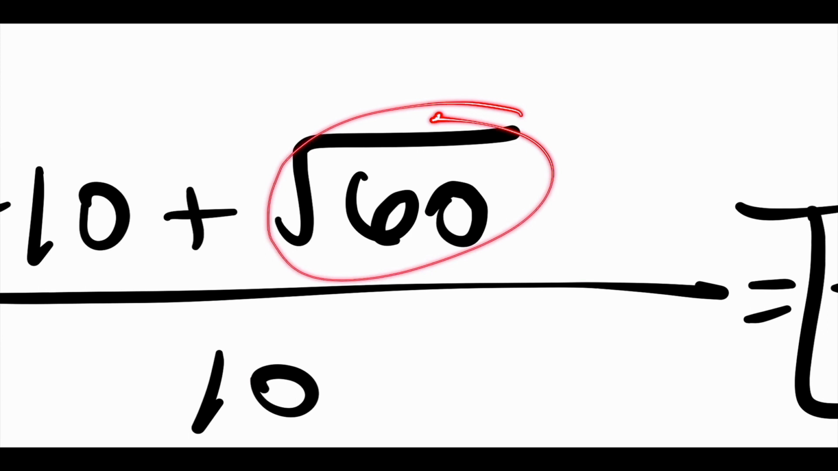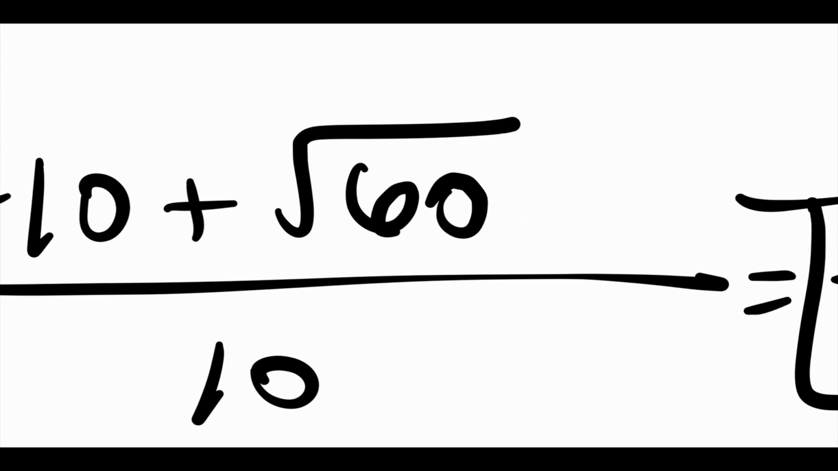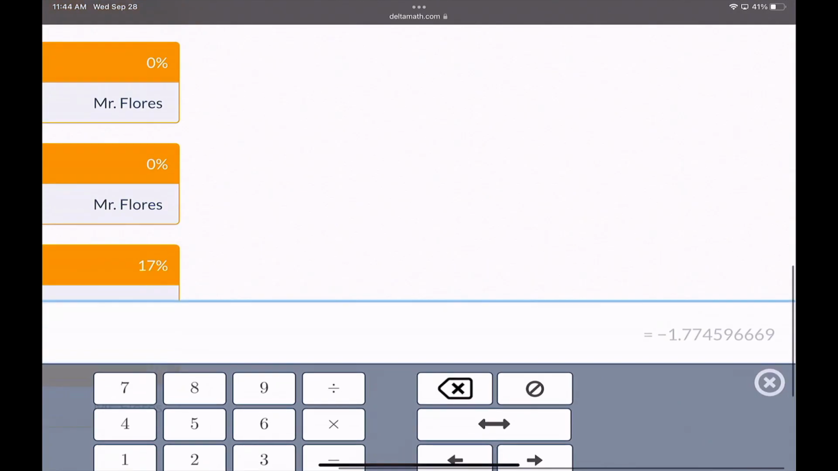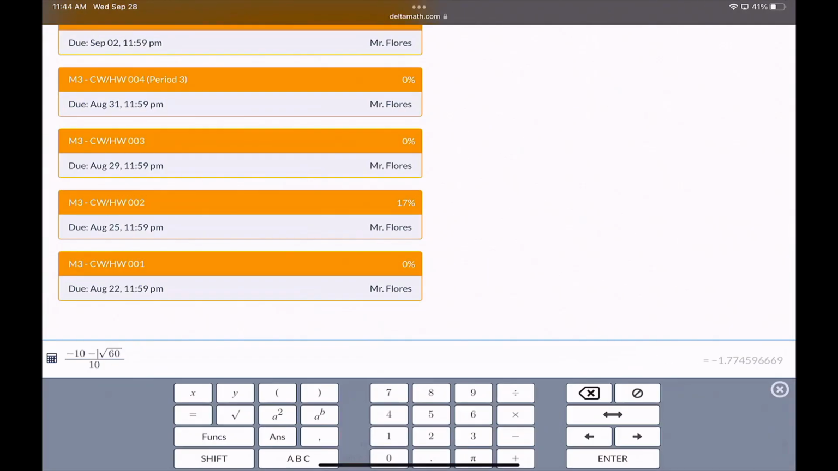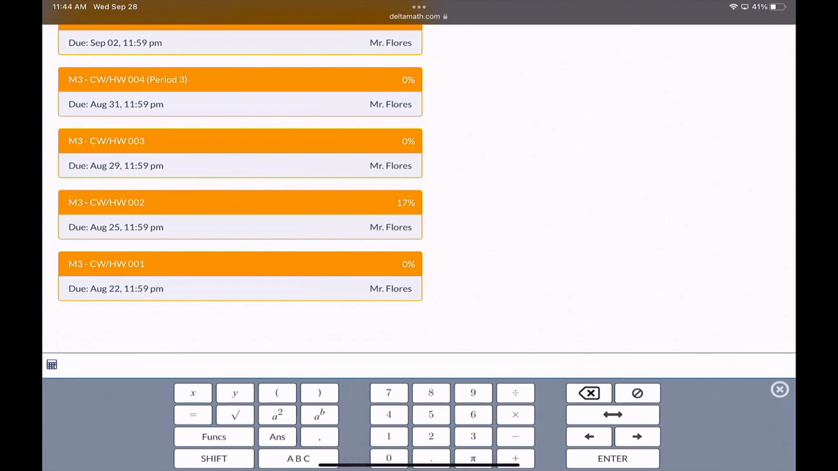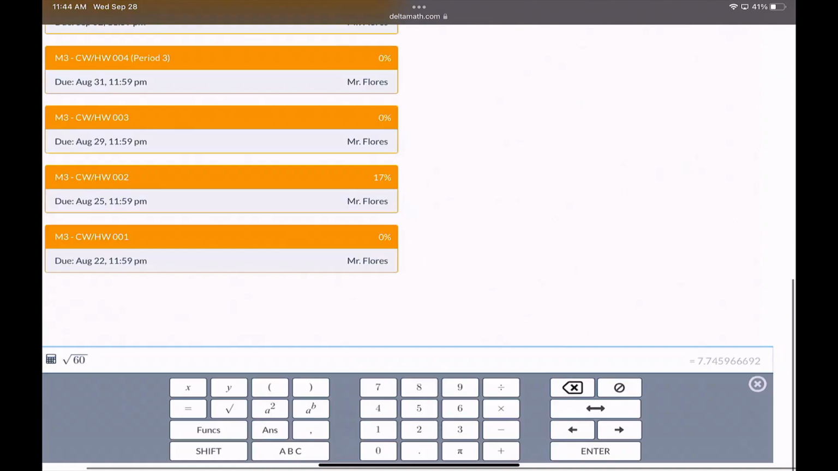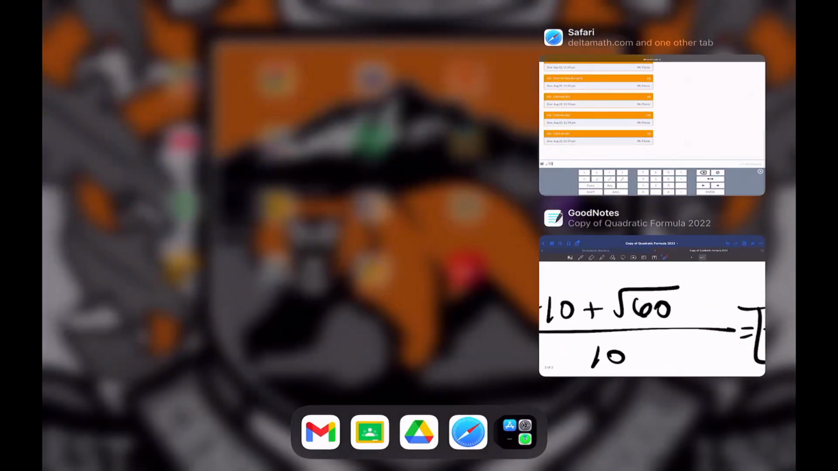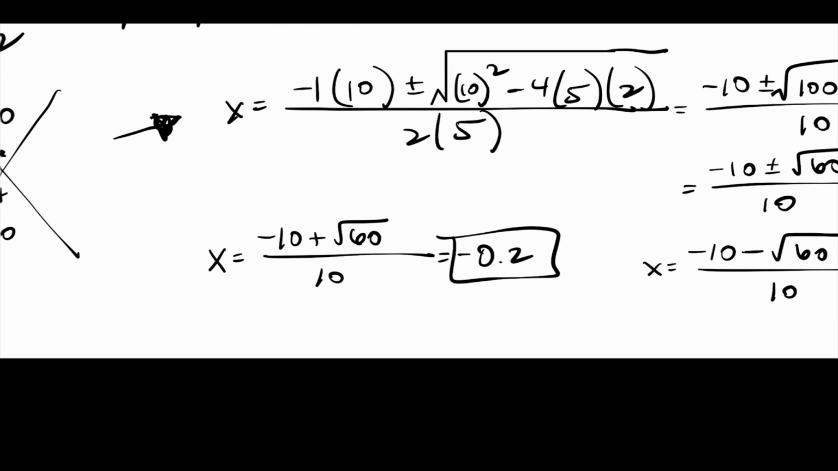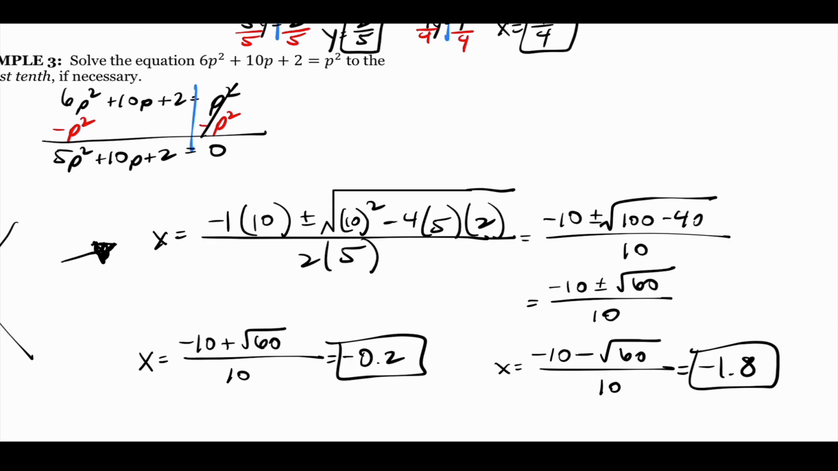They'll go in their calculator and put the square root of 60. They'll say 7.7, and then they'll add and divide. Don't do that, because I'm rounding too soon. Only round at the very end. That's the only time you're going to round. Otherwise, Delta Math will say it's wrong because it's rounded wrong.